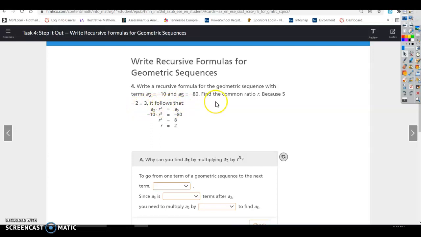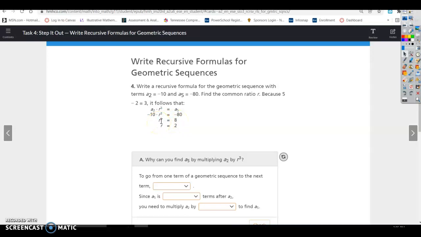It follows that... All right, so let's look at this for just a second. We are given our second term and our fifth term. We know that those are 3 terms apart. So we're going to take what we're given and say our second term times our common ratio 3 times, because from 2 to 5 is 3 times, so a sub 2 times r to the third power equals our fifth term. So we're going to take -10 and substitute that in for our second term, and a sub 5 is -80. That's given information here. If I divide both sides by -10, that gives me 8.